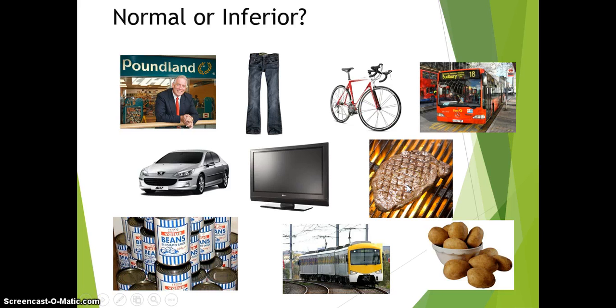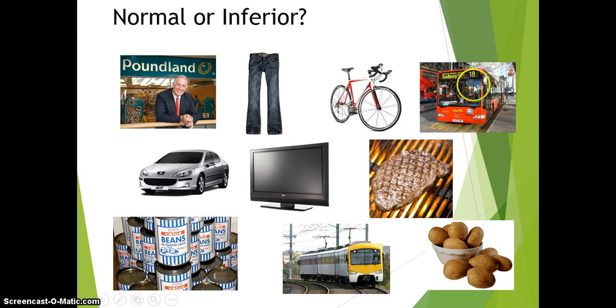Steak, again, is a normal good. Steak as a meat is very expensive compared to something like lamb or just minced beef or slightly cheaper meats. So steak is a normal good. You will buy more steak. Demand for steak will go up as your income goes up. Down to Tesco's value beans. That is definitely an inferior good. You're going to buy less of those as your income goes up. So you'll switch to more expensive beans instead.